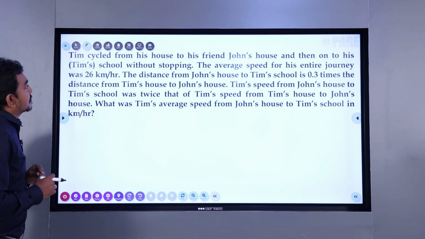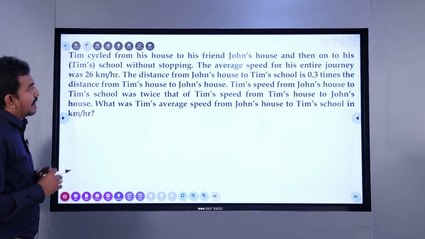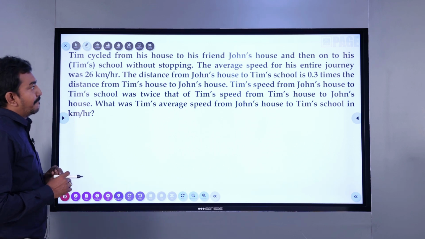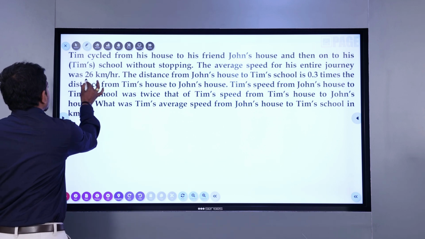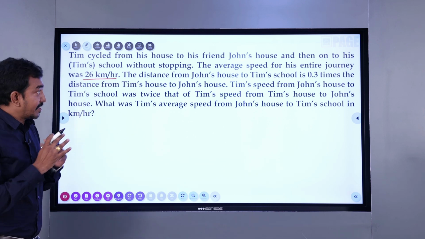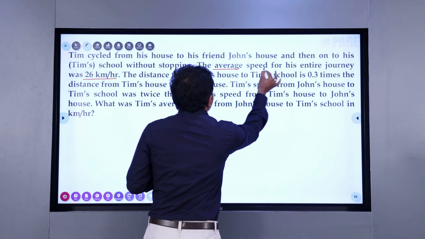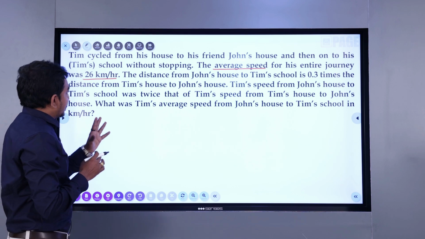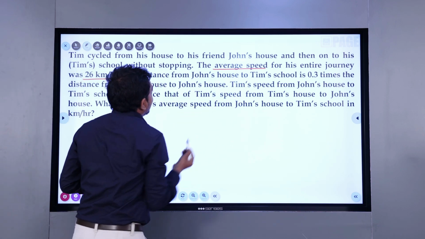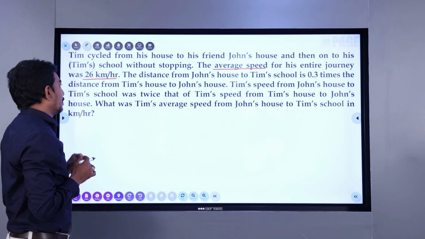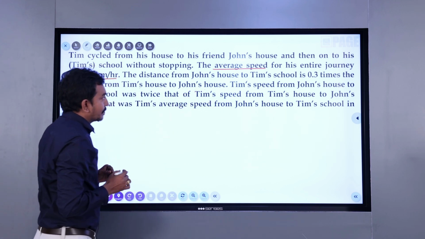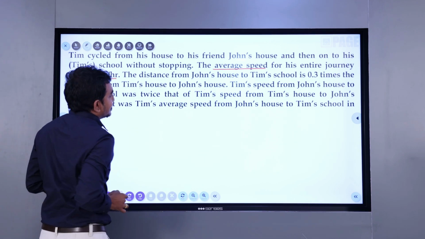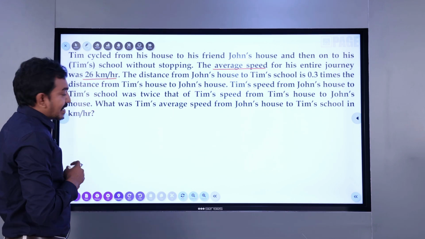Tim cycled from his house to his friend John's house and then on to his school without stopping. The average speed for the entire journey was given as 26 kilometers per hour. So here they're talking about average speed. This is the concept that I would like to discuss through this question. The distance from John's house to Tim's school is 0.3 times the distance from Tim's house to John's house. Tim's speed from John's house to Tim's school was twice that of Tim's speed from Tim's house to John's house.